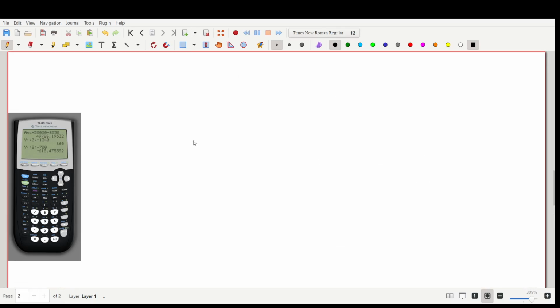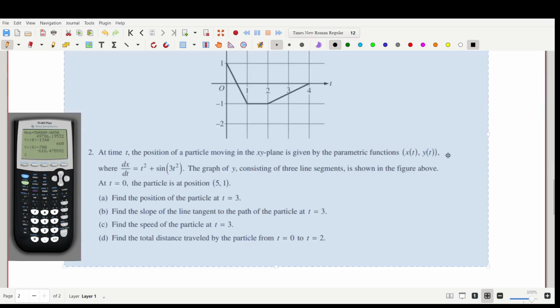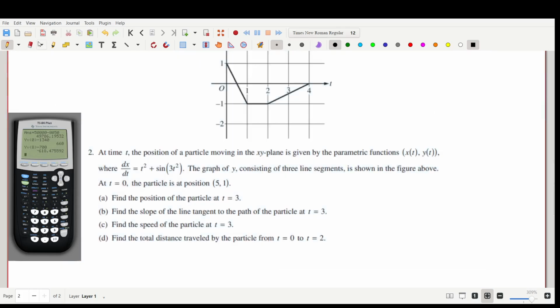Let's keep going. Question number 2. This might be different for AB and BC, but now I'm actually looking at the BC one. Oh, this question's a pain, or it's easy to do it wrong. All right. At time t, the position of the particle moving in the xy plane is given by that parametric function. They tell you dx/dt, they tell you y, which is kind of weird. It's unbalanced, right? They give you dx/dt and they give you y. And then at t equals 0, the particle is at position (5, 1).